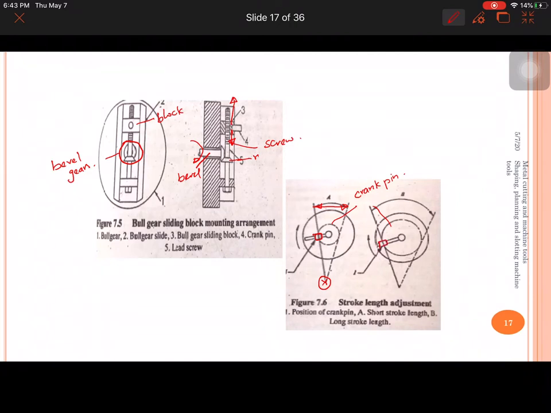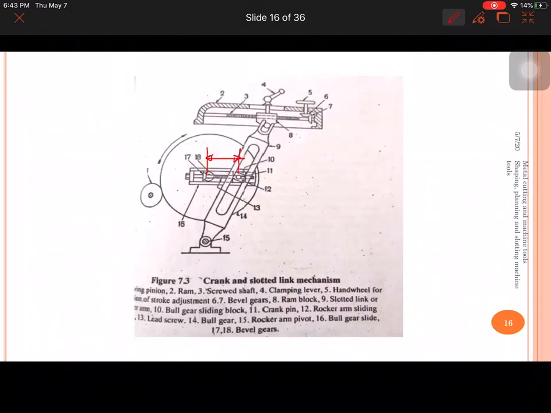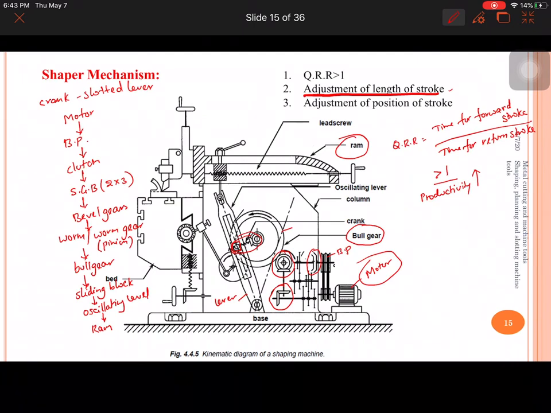So now if you place this sliding block far away from the center of the axis, then we have this much as the length of stroke. That means if you are placing the sliding block far away from the center of the bull gear, then you will get a very large length of stroke compared to the other figure which was shown here. In this way we can adjust the stroke length in the shaping machine.